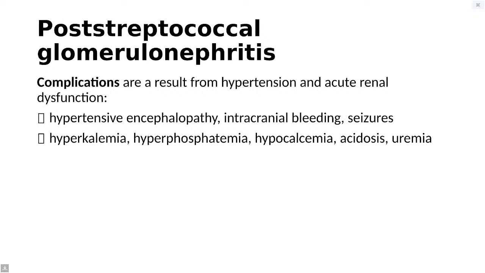Complications are a result of hypertension and acute renal dysfunction: hypertensive encephalopathy, intracranial bleeding, and seizures. The second group is laboratory abnormalities: hyperkalemia, hyperphosphatemia, hypocalcemia, acidosis, and uremia.